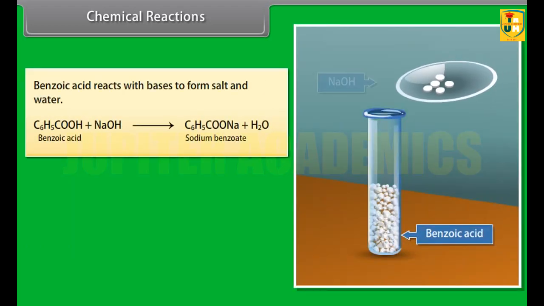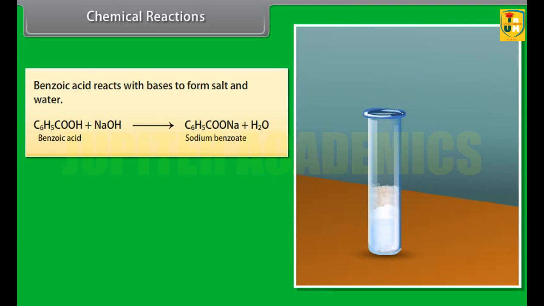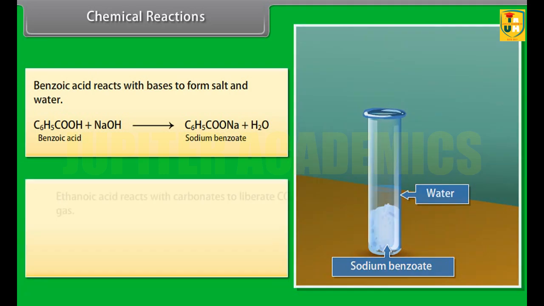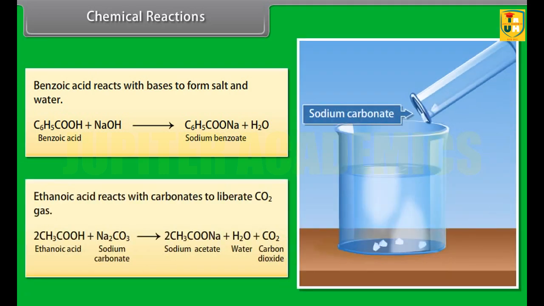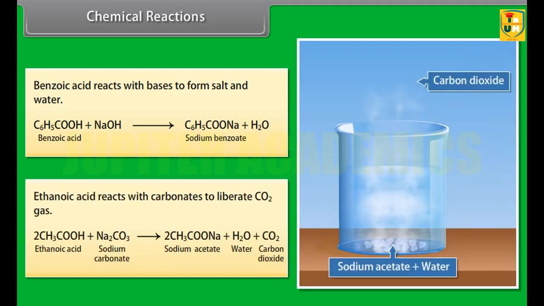Benzoic acid reacts with bases to form salt and water. Ethanoic acid reacts with carbonates to liberate carbon dioxide gas.